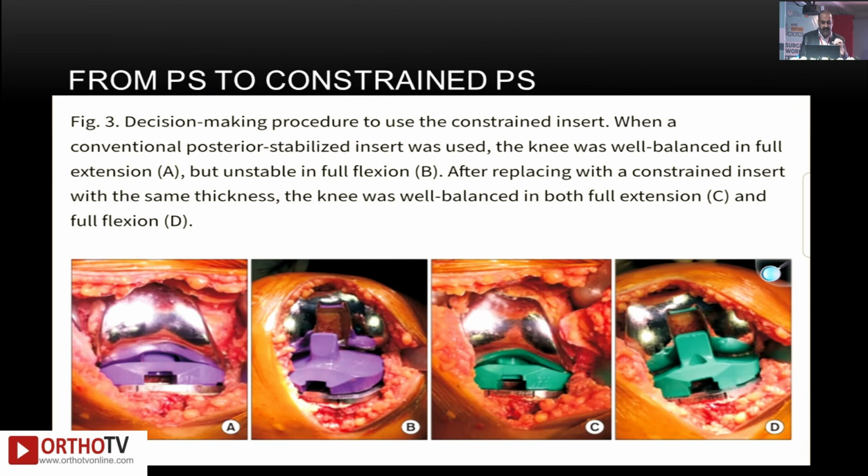Now see on your left side, in full extension, it is absolutely balanced. But when you flex this PS, it is coming out a bit. If you don't want to go higher on the number, so if it's a 9 poly, you don't want to go to 11 and get your extension tight and want to release the posterior capsule, what you can do is shift to a constrained PS poly. After putting a constrained PS poly, the flexion instability goes away. That is the most important thing.